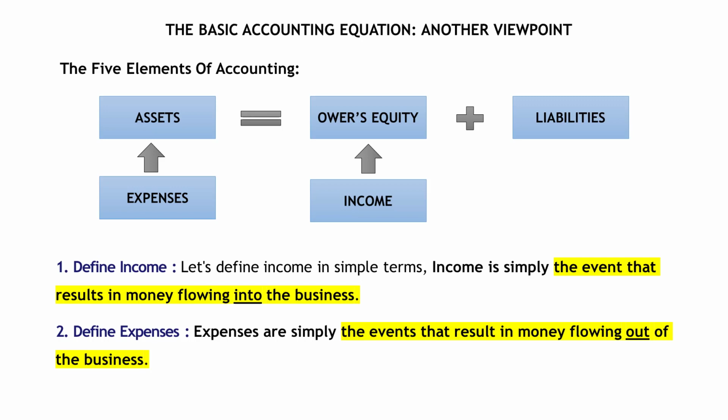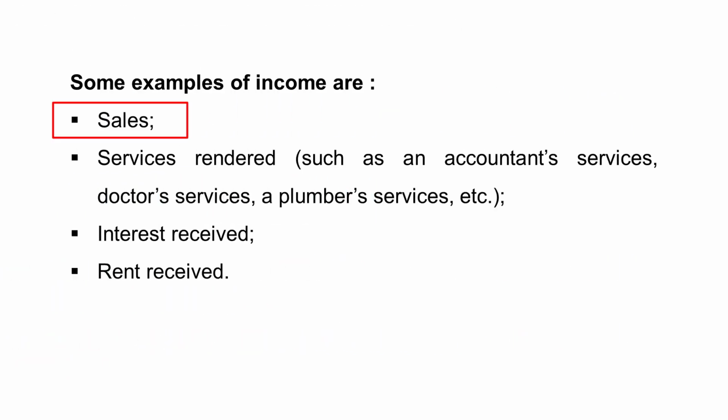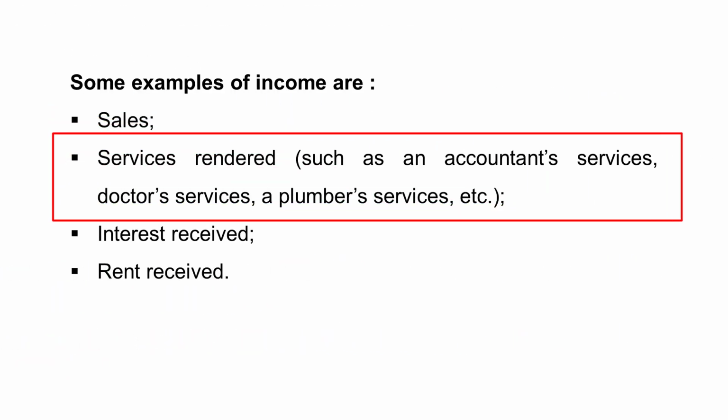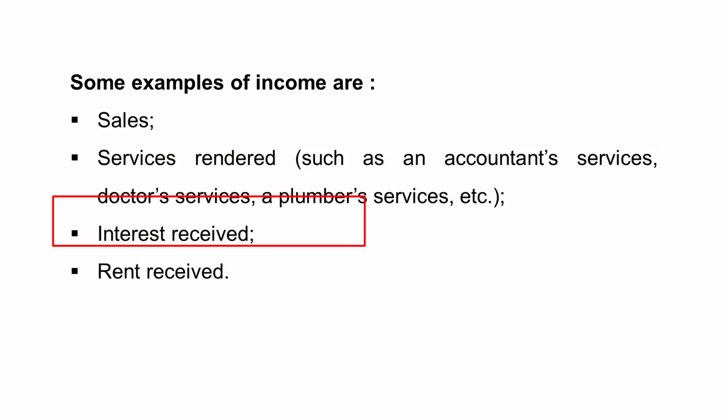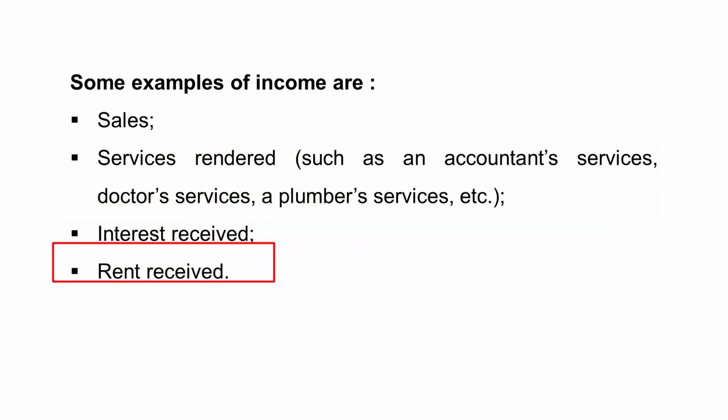Some examples of income are sales, services rendered, such as an accountant's services, a doctor's services, a plumber's services, etc. Interest received, rent received. Each one of these things above represents some sort of event that occurs, like a sale being made, which results in money flowing into a business. Here are the most common forms of business income.